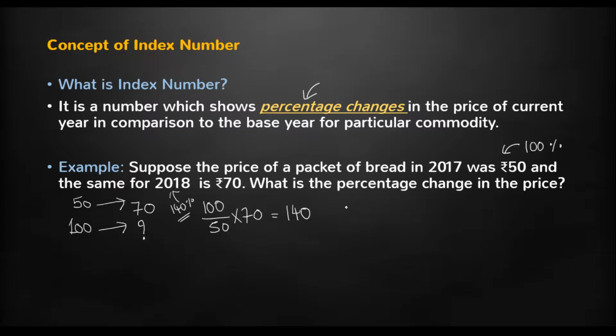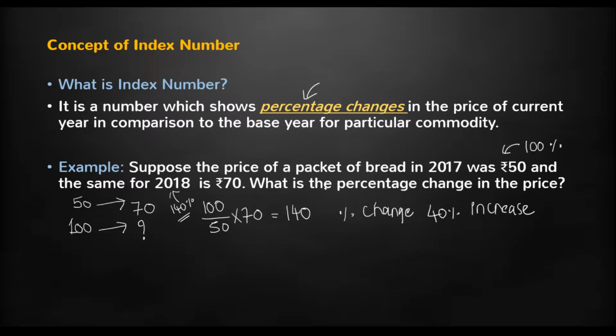So if we just want to find out the percentage change, then we can say there is a 40% increase in the price in 2018 in comparison to 2017. So simply we can find out the percentage change like this.